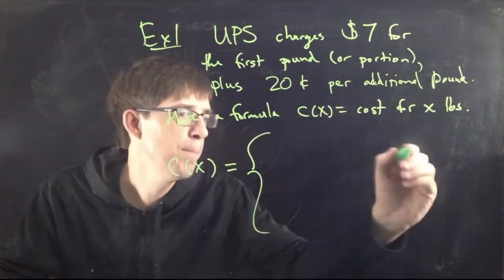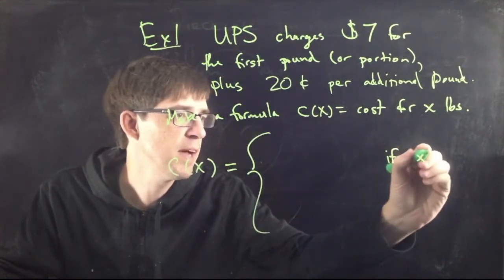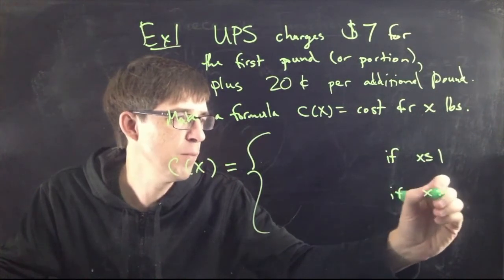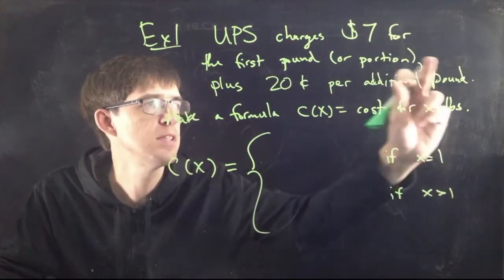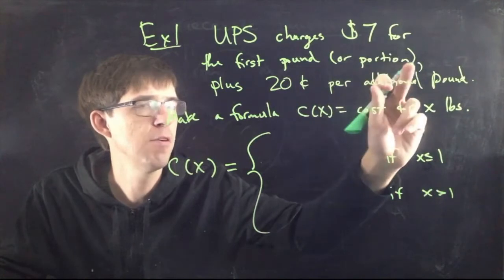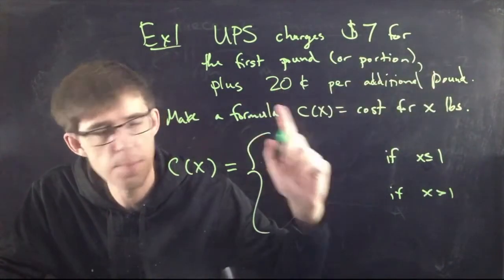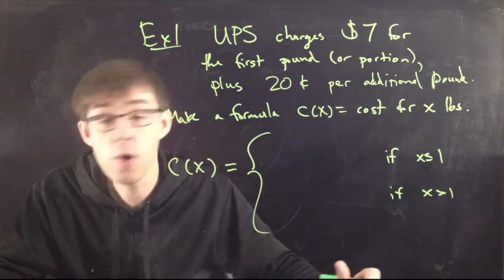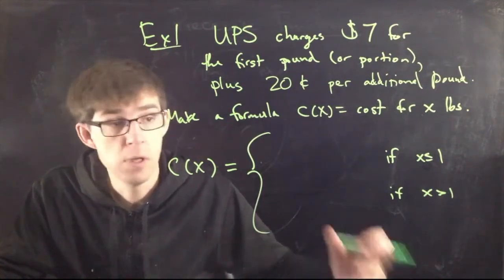So my pieces are going to say if x is less than or equal to 1 or if x is greater than 1. I said less than or equal because it says $7 for the first pound or portion of a pound. So if it is actually just 1 pound, it should be in the first case. And anything more than a pound is in the second case. Okay. Let's try to fill in the pieces.